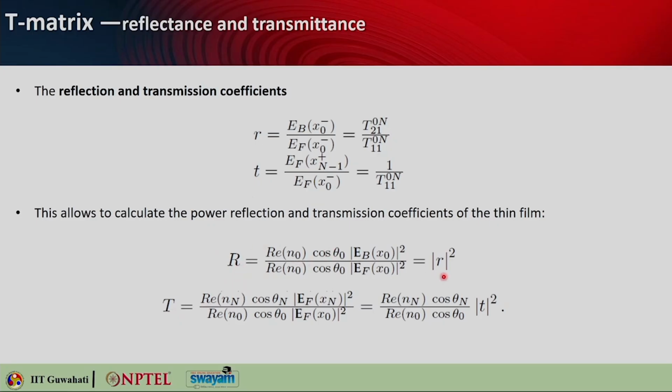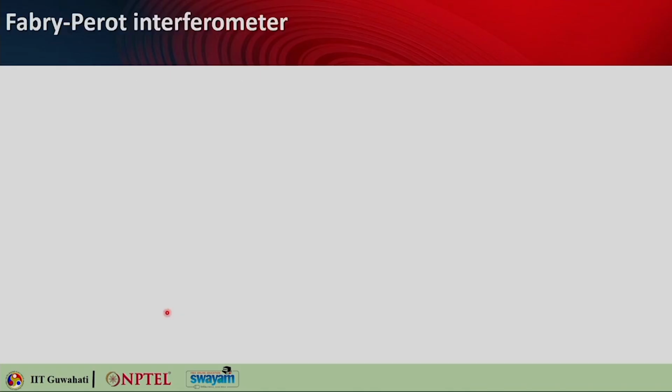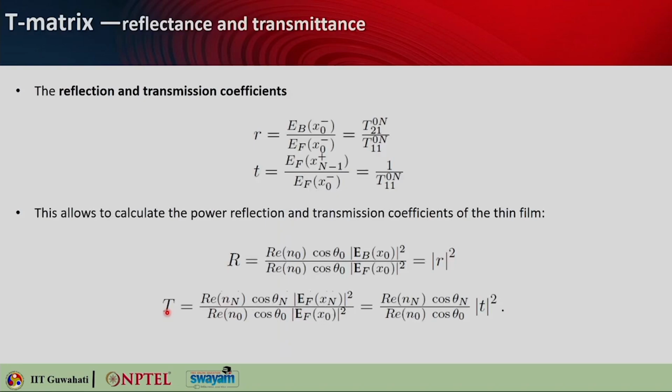Reflectance will be nothing but the modulus square of your reflection coefficient. Transmittance will be nothing but real of n_N cos theta_N over real of n0, that is the incident media, times cos theta 0. This ratio will be multiplying the modulus of transmission coefficient squared. Very simple. And always remember, if it is a non-absorbing media, capital R plus capital T should be equal to 1. Okay. So that completes the discussion on transfer matrix.